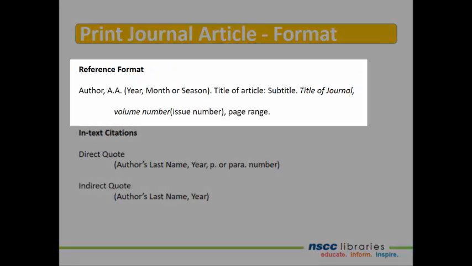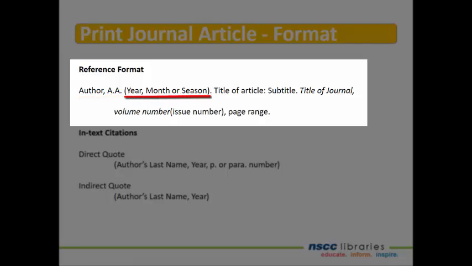A reference for a print journal article requires the author's last name, followed by the initials of his or her first and middle names, followed by a period. In parentheses, include the year, and if available, the month or season the journal was published, followed by a period. Add the title and subtitle of the article, and capitalize only the first word of the title and subtitle, as well as any proper nouns.